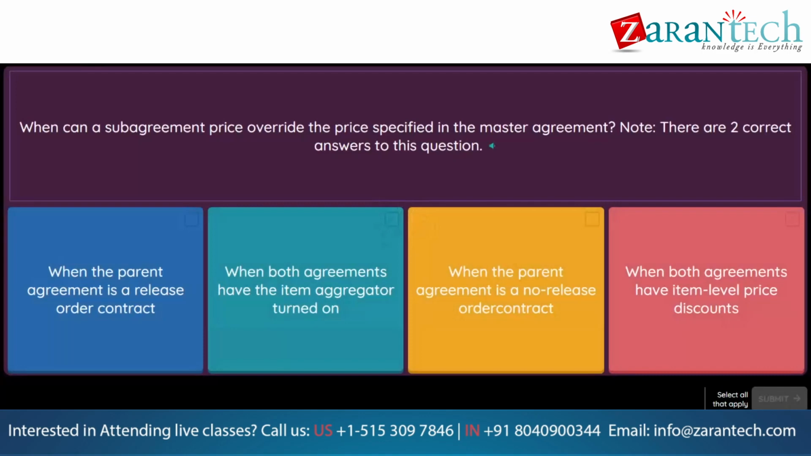Question: when can a sub-agreement price override the price specified in the master agreement? Note: there are two correct answers to this question. Option 1: when the parent agreement is a release order contract. Option 2: when both agreements have the item aggregator turned on. Option 3: when the parent agreement is a no-release order contract. Option 4: when both agreements have item-level price discounts.